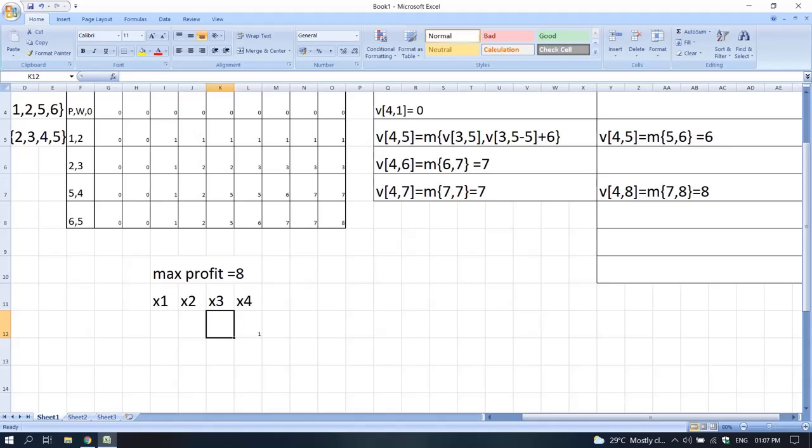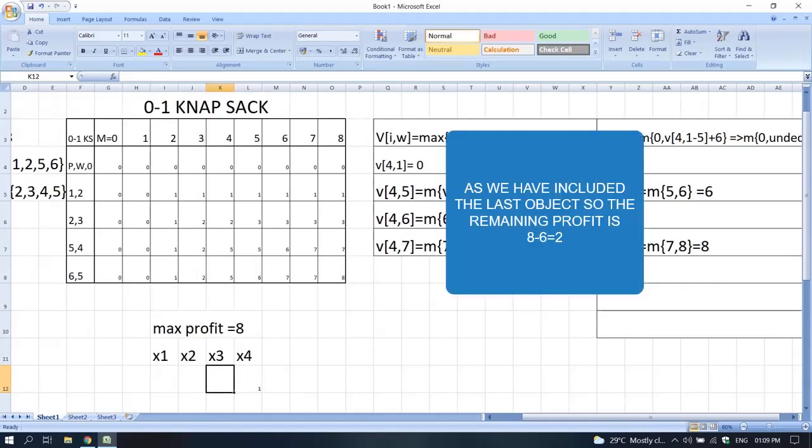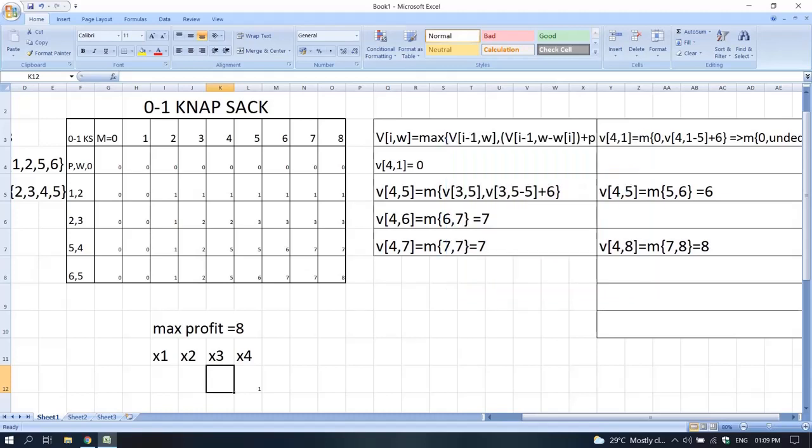So now come to this row. Now what is the profit? Profit is 8 minus 6, that is 2. So we will see if 2 is in this row or not. Yes, we have 2 in this row. Now we will check if 2 is included in the upper row or not. Yes, there is 2 in the upper row also. So that means this is not included, so we will put this as 0.